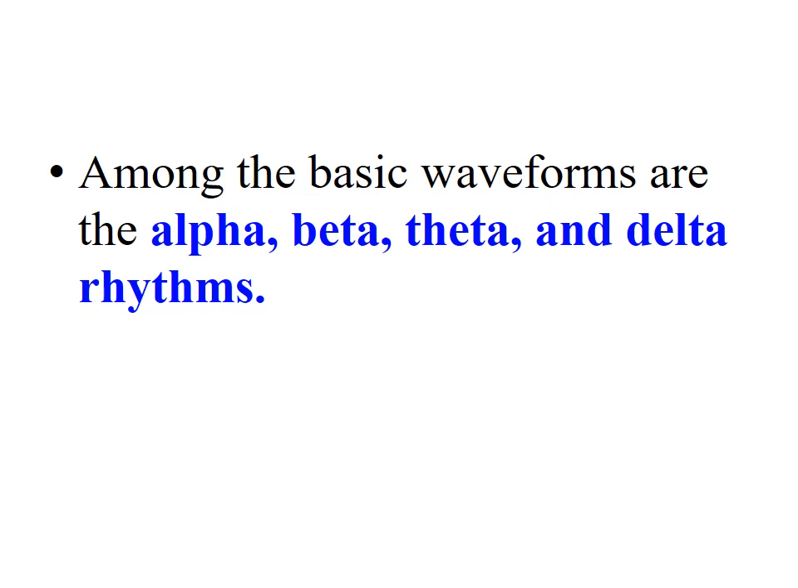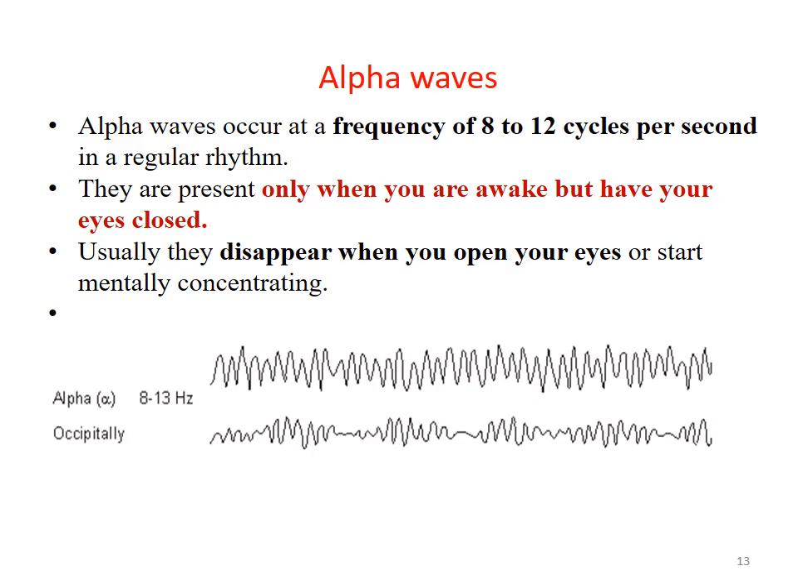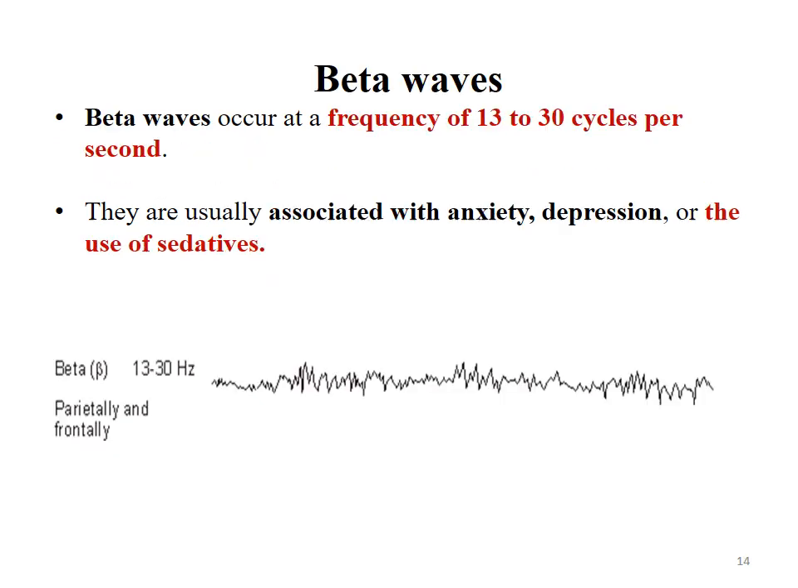Among the basic waveforms recorded from our brain, the important waveforms are alpha, beta, theta and delta rhythms. Now we can study the peculiar features of these different types of waveforms. Alpha waves occur at a frequency of 8 to 12 cycles per second, and they are present only when you are awake but have your eyes closed. They disappear when you open your eyes or start mentally concentrating.